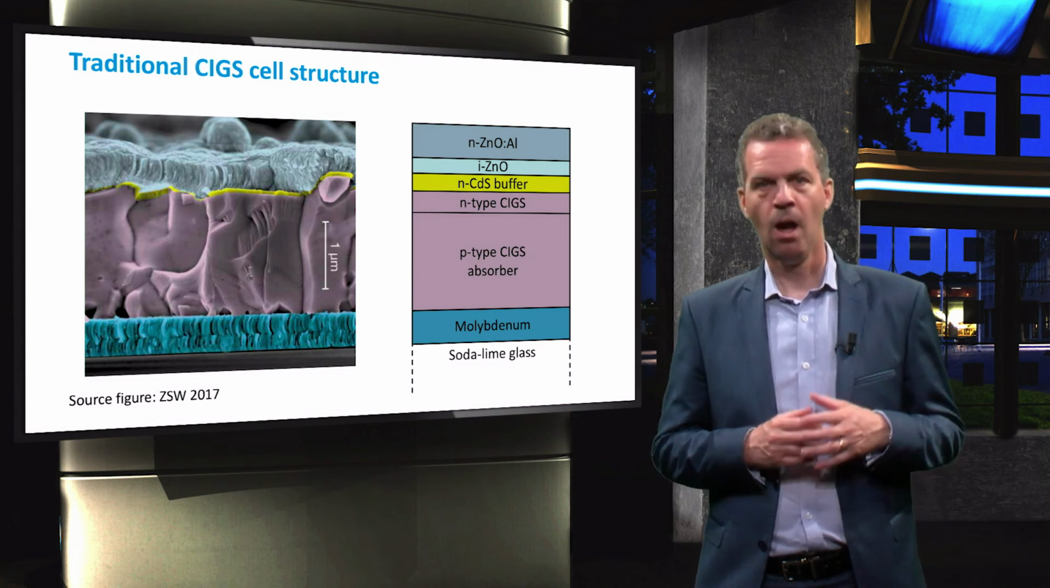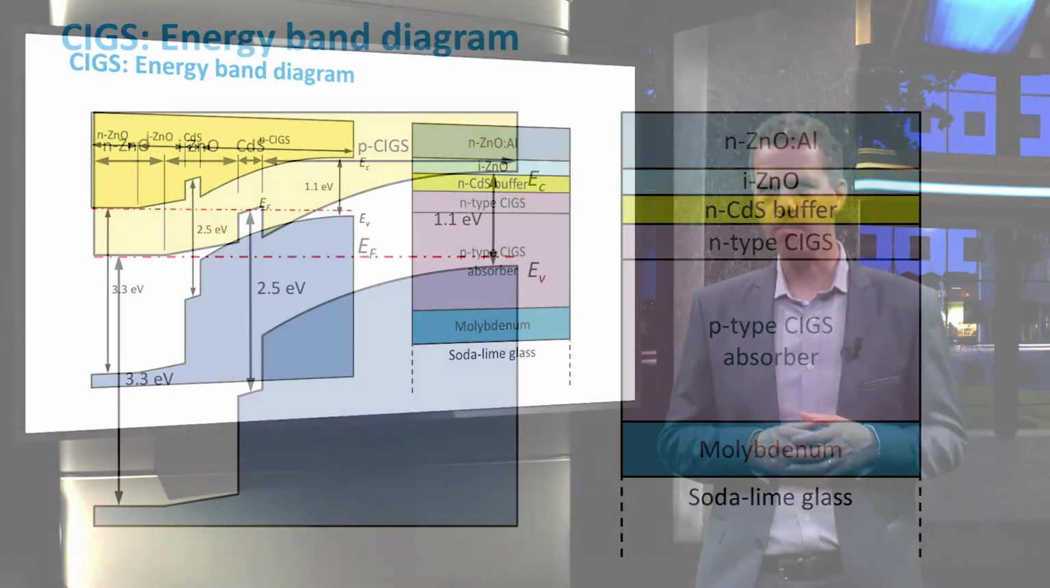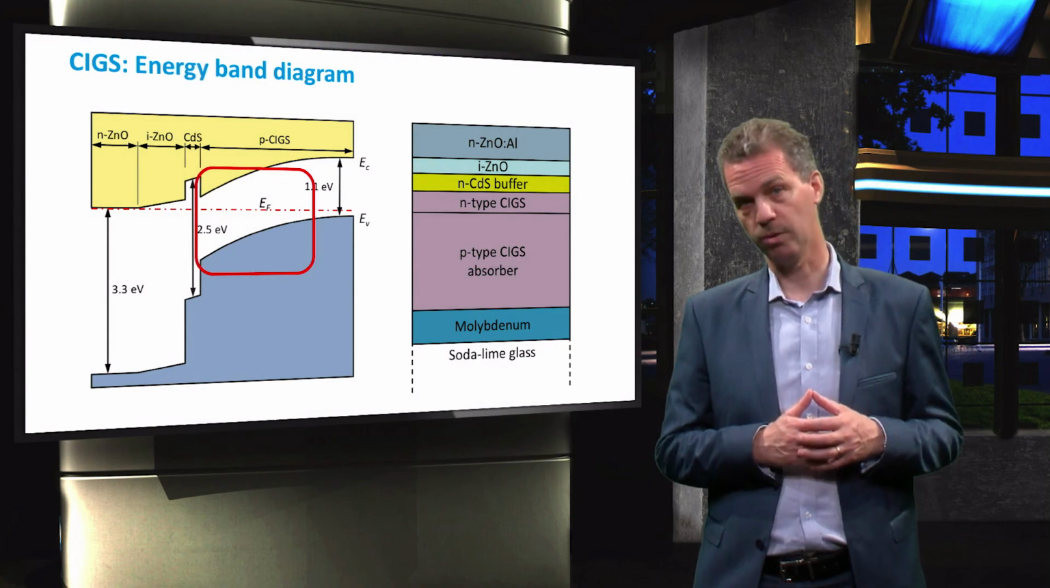When we look at the energy band diagram of this cell, we can see that the TCO has a wide band gap of 3.3 electron volts to reduce parasitic absorption. The band gap of CIGS for industrial solar modules is about 1.1 electron volts, while the cadmium sulfide layer has a much wider band gap of 2.5 electron volts. This essentially forms a heterojunction with the p-type CIGS. Band bending close to the cadmium sulfide interface creates a favorable electric field that pulls the electrons towards the p-n junction while repelling the holes to the molybdenum back contact.